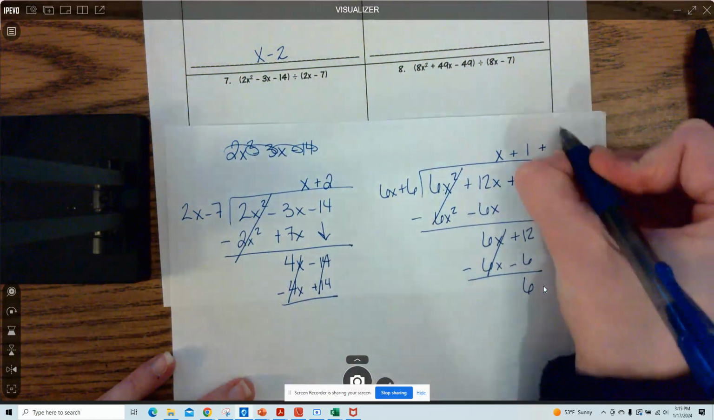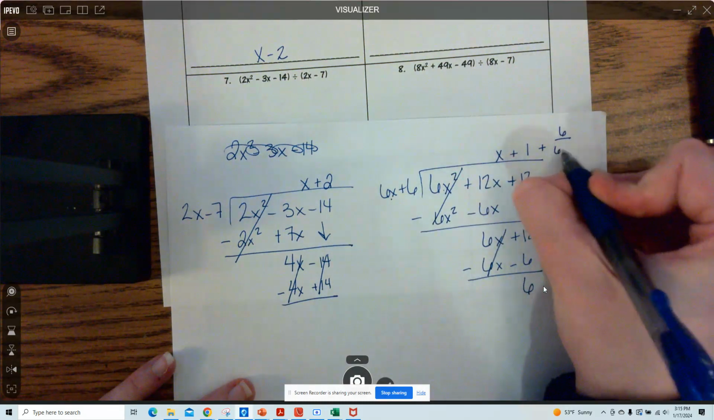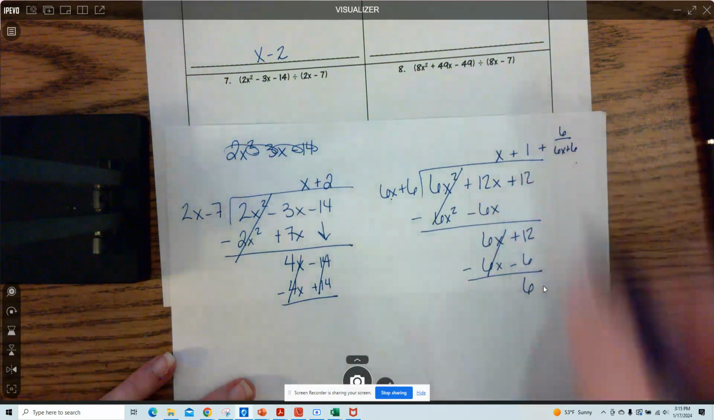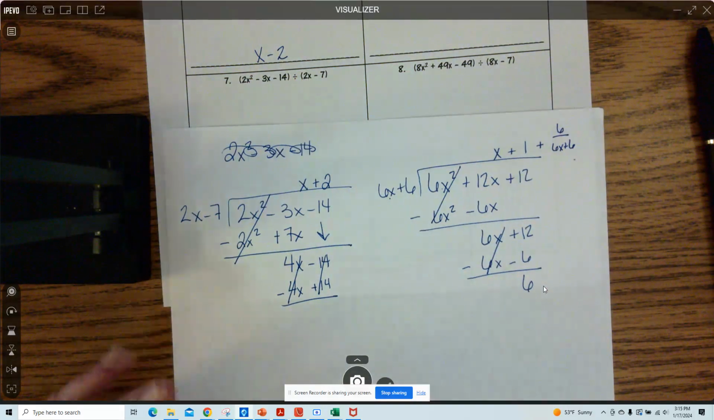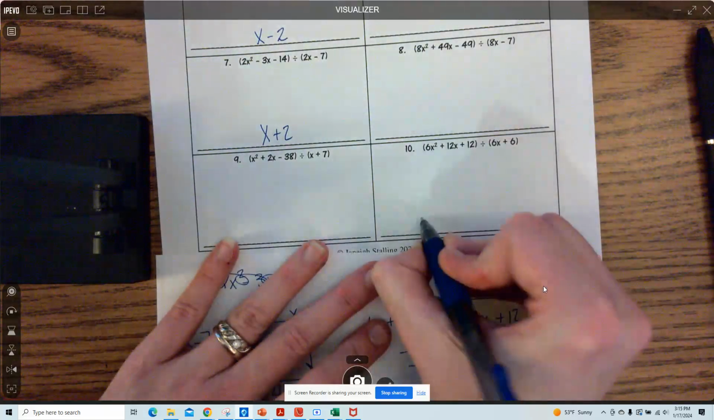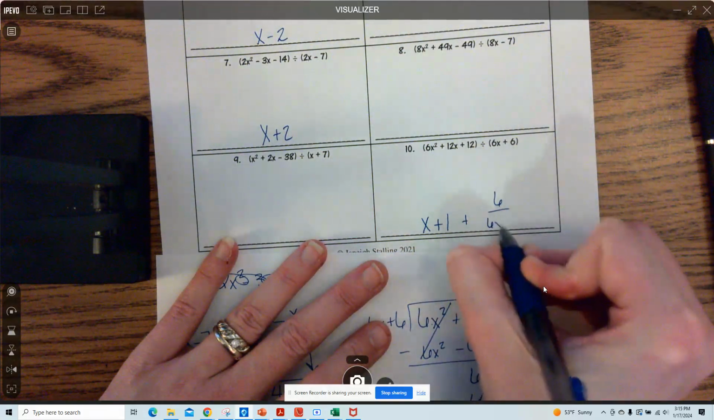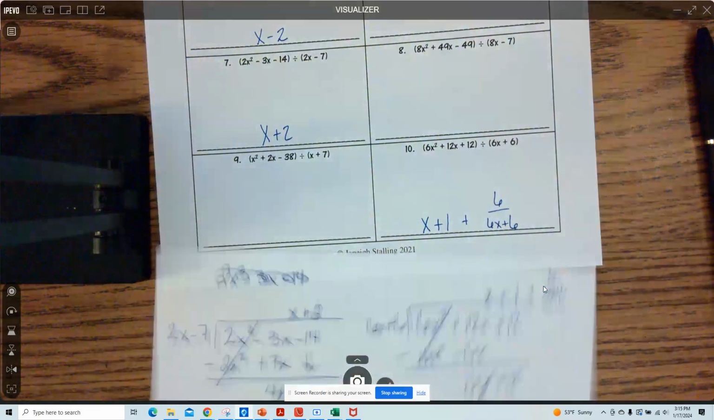Your remainder goes on the top part of a fraction. What you divided by goes on the bottom part. That's how you write a remainder in this stuff. So this would be x plus 1 plus 6 over 6x plus 6.